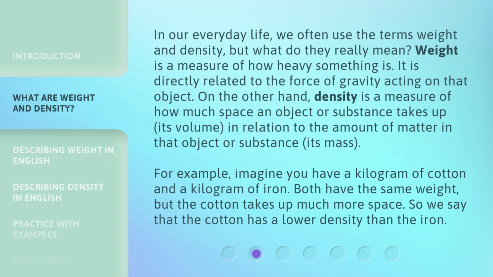For example, imagine you have a kilogram of cotton and a kilogram of iron. Both have the same weight, but the cotton takes up much more space. So we say that the cotton has a lower density than the iron.